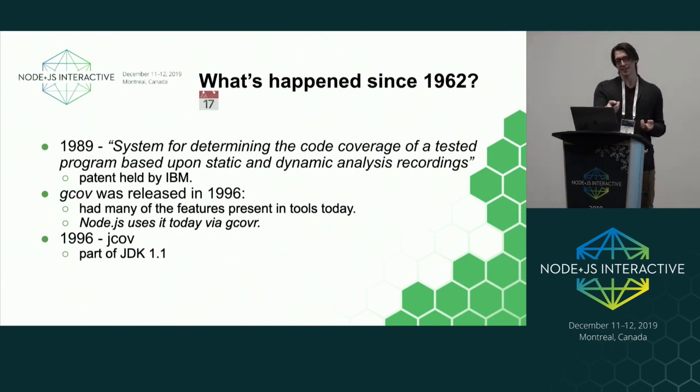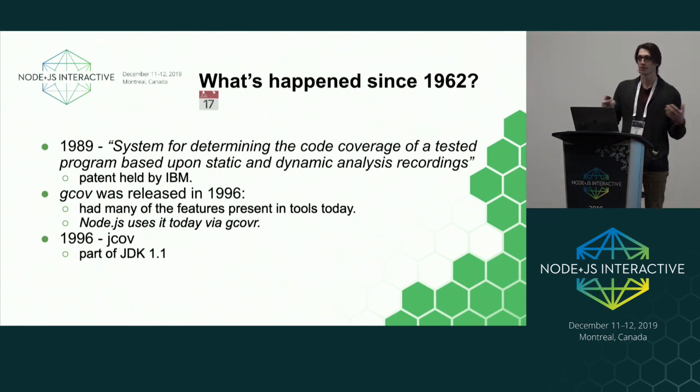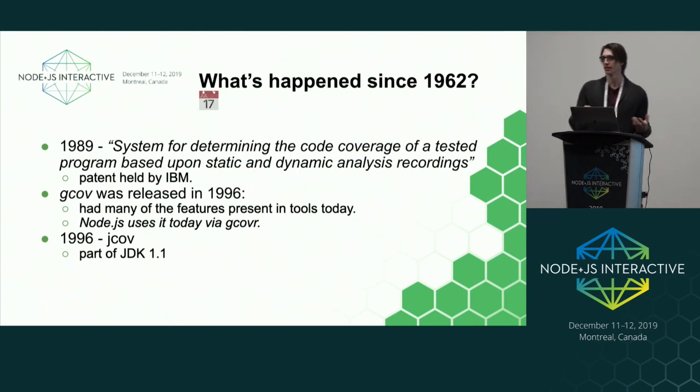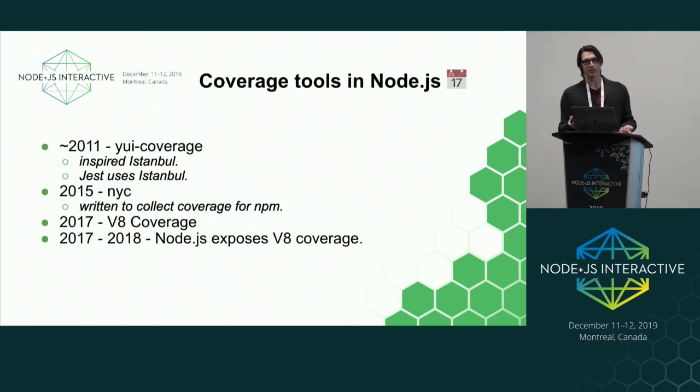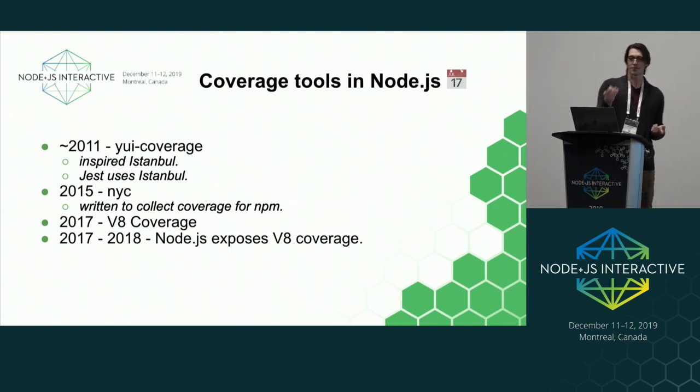The same year, 1996, Java 1.1 also was released with coverage. So this has been a tool in the Java and the C communities for quite a few years. Jumping to the Node.js community, we were actually a little late to the game. Our first real popular tool for collecting coverage was called YUI coverage, and was part of the YUI tool suite.